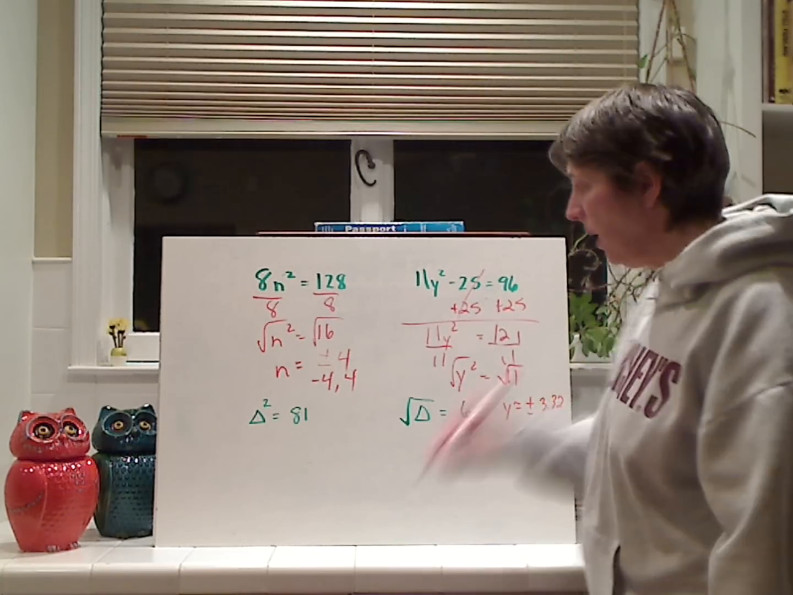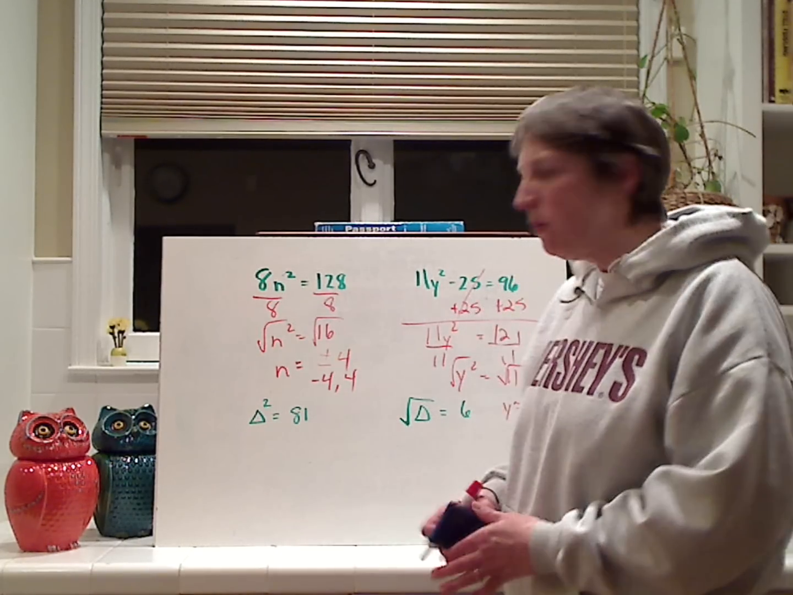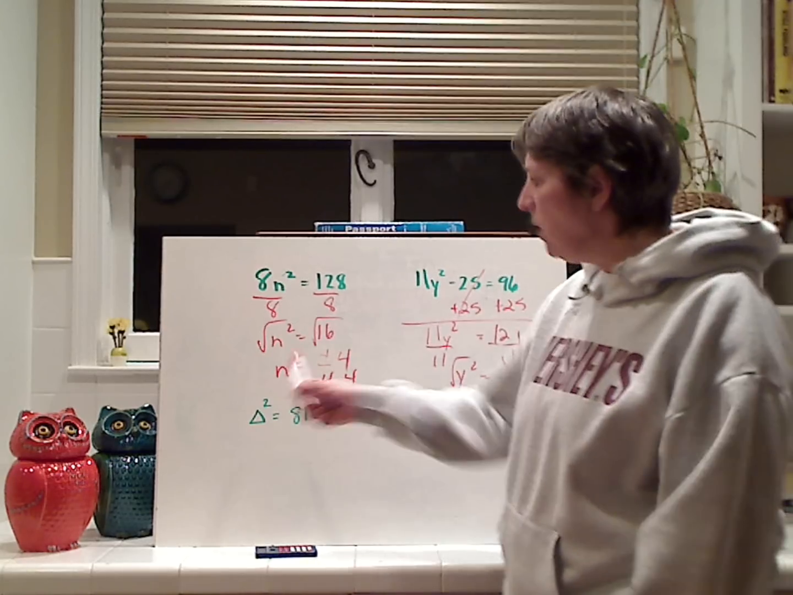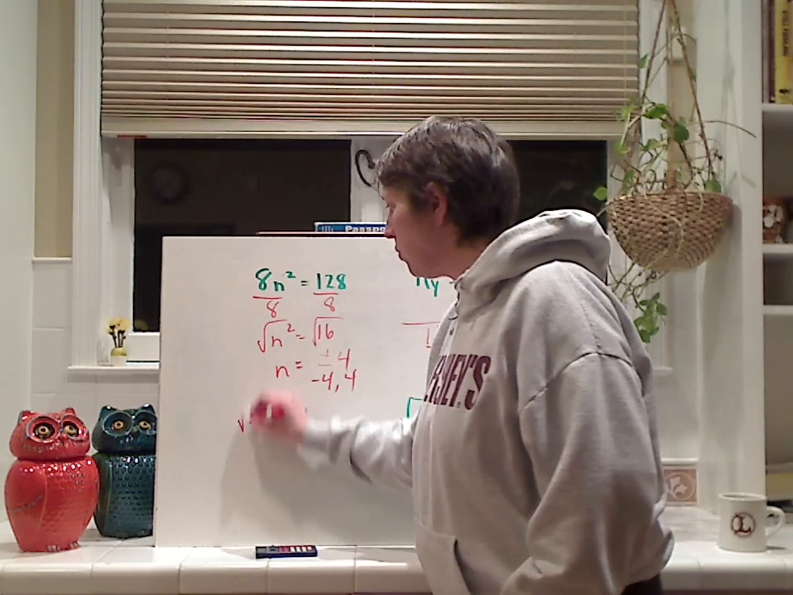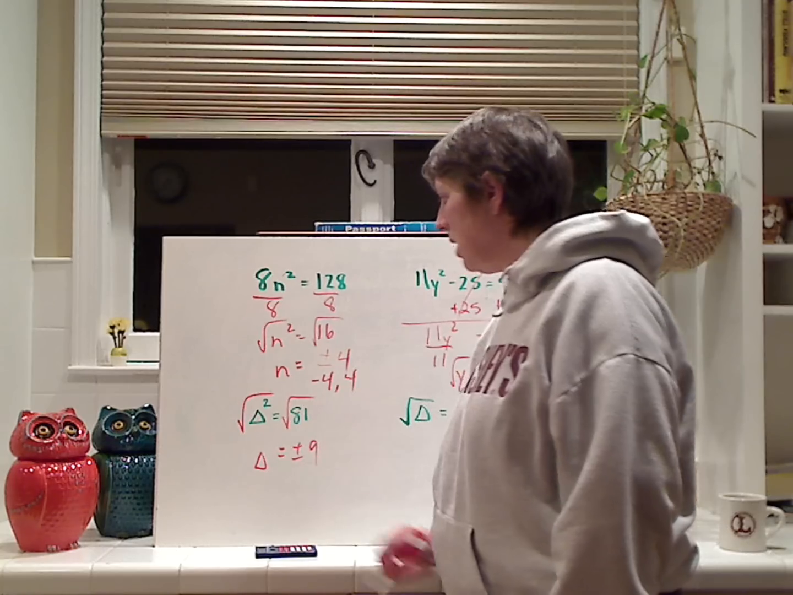That's all we do. Now here, you should say, oh, it's plus or minus 9. That's what we get. But you have to show me. You have to show me. So how do you undo that? You take the square root of both sides. Triangle equals plus or minus 9.